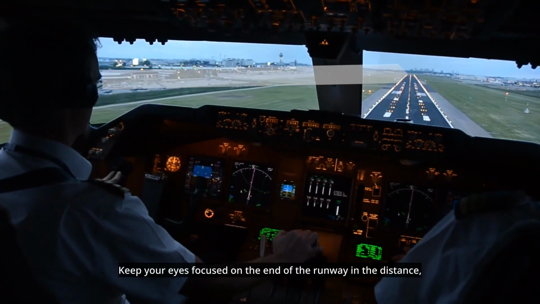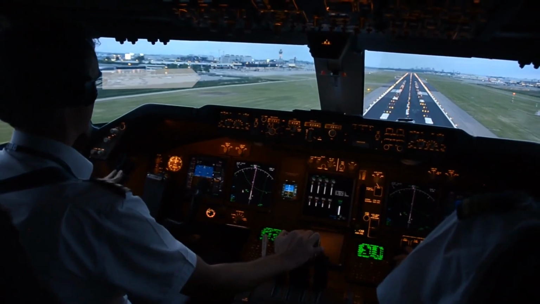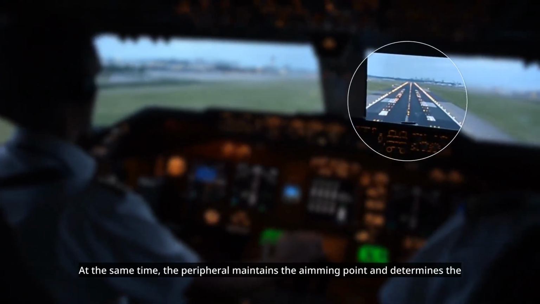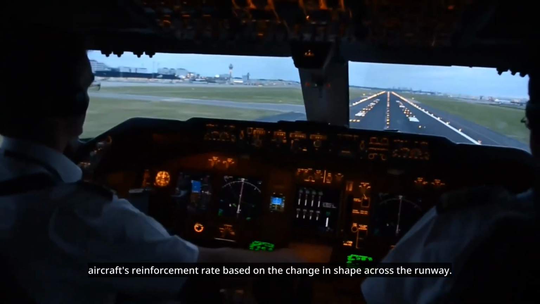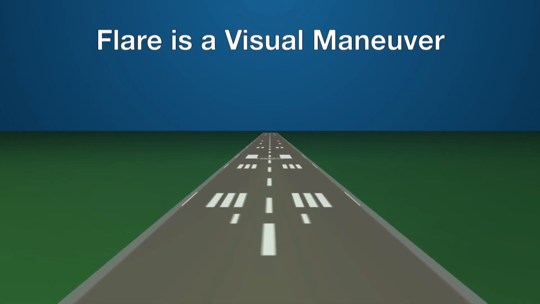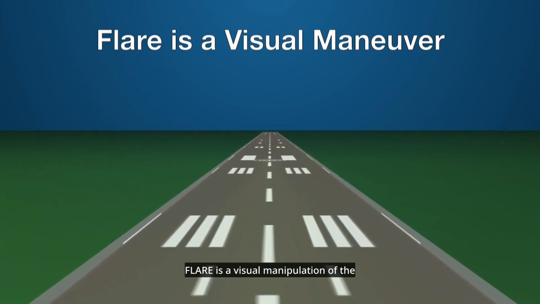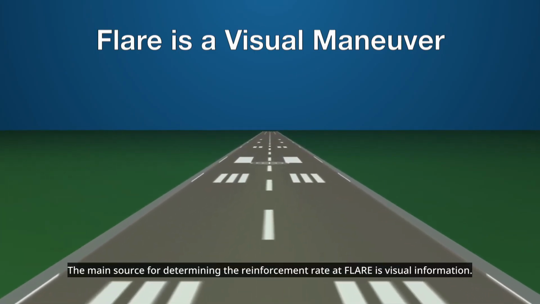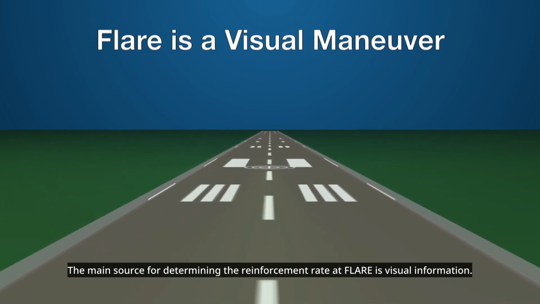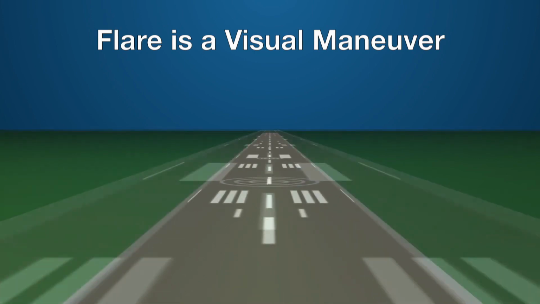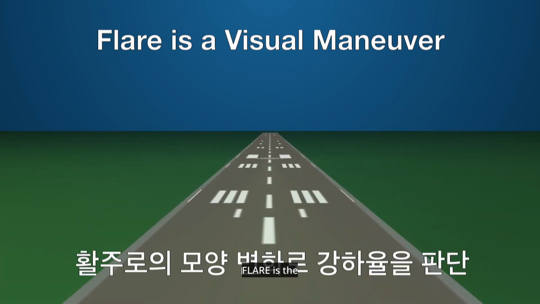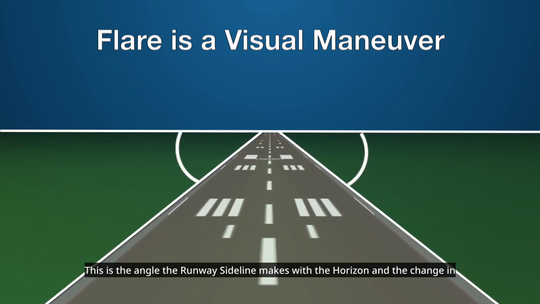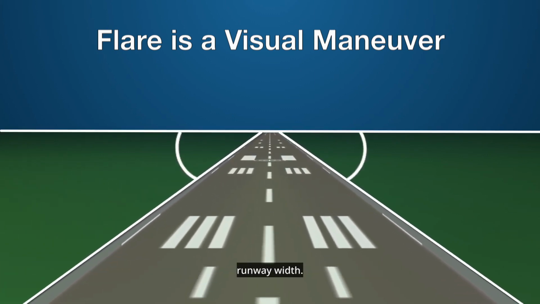Keep your eyes focused on the end of the runway in the distance. At the same time, the peripheral vision maintains the aiming point and determines the aircraft's descent rate based on the change in shape across the runway. Flare is a visual manipulation, and the main source for determining the descent rate at flare is visual information. The most important visual reference is the runway shape. This is the angle the runway sideline makes with the horizon and the change in runway width.